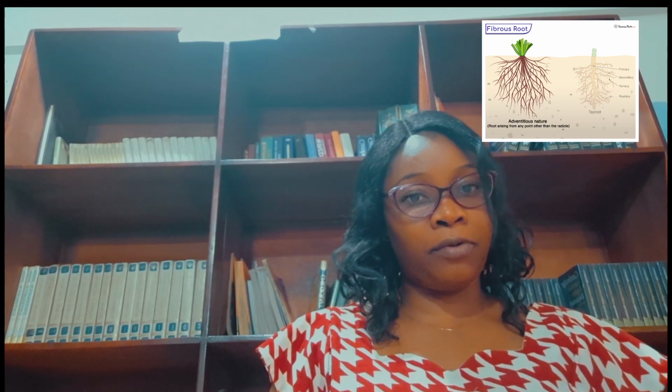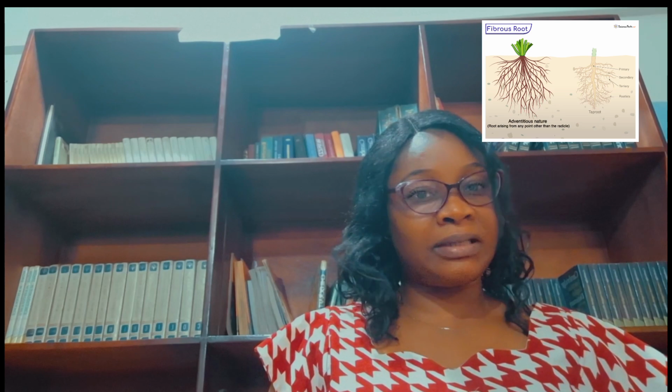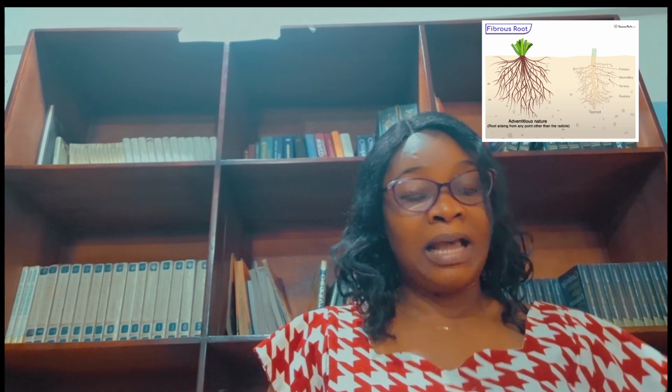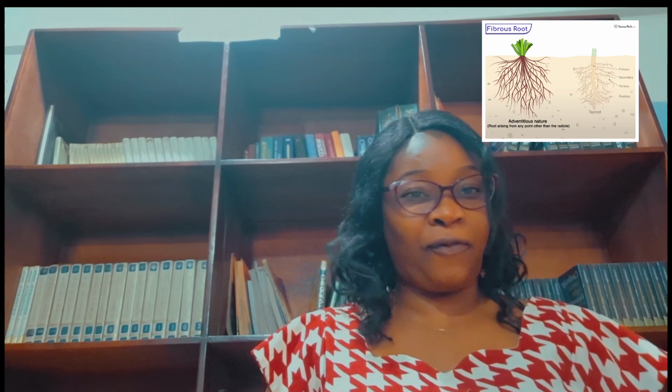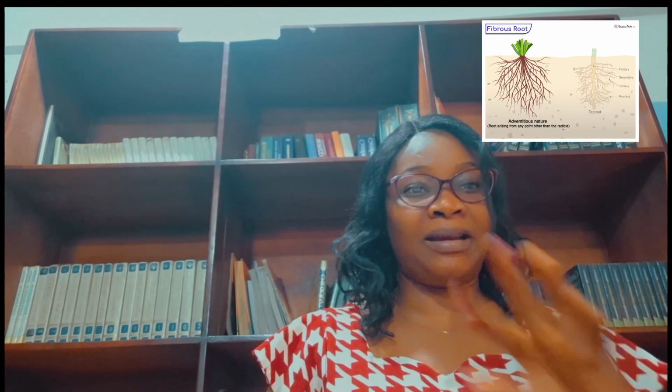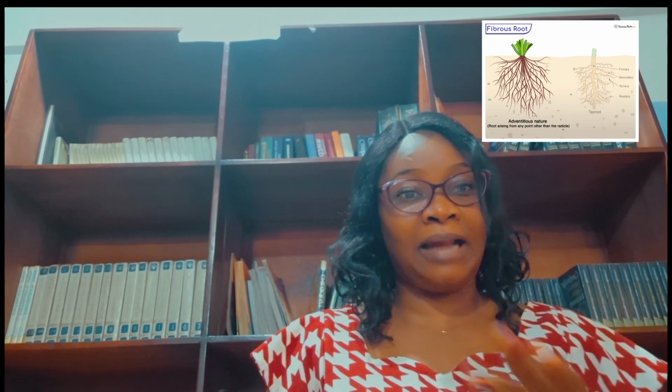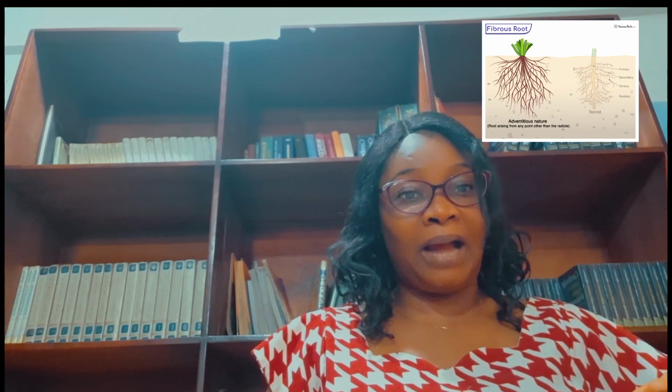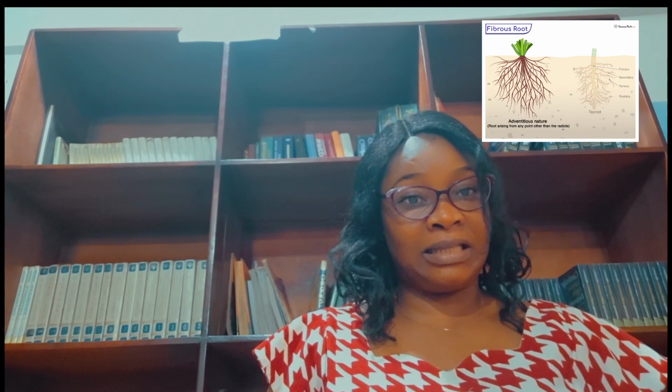It doesn't have a main root. All the roots are in a thread form. They're just like that, in a thread form, and they are of the same size and length. Now, examples of plants with fibrous root system. We have the plantain plant, the cassava, the banana, the rice, the grasses, the onion plants. These are plants with the fibrous root system.